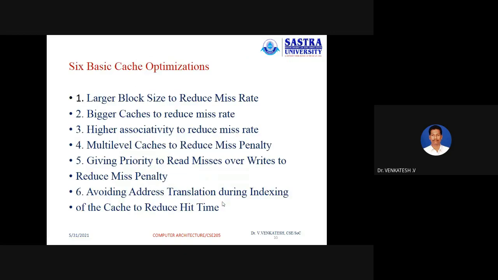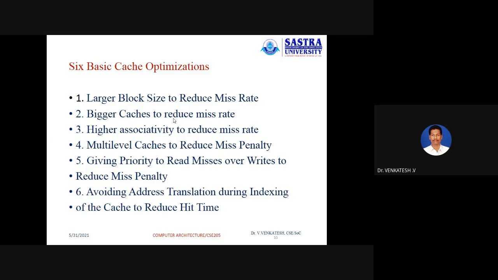So what are the 6 basic optimization techniques we have? I think you all know these 6 basic optimization techniques. The first is a larger block size, which you all know. With a larger block size, we can go with more words, so in that case, I can reduce misses. Or otherwise, I will have bigger caches.